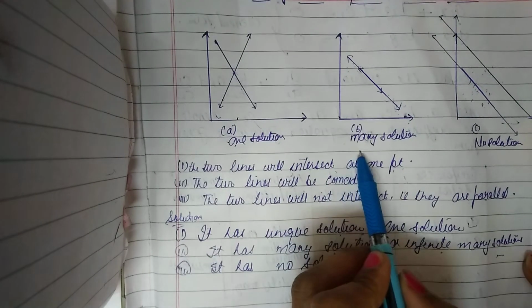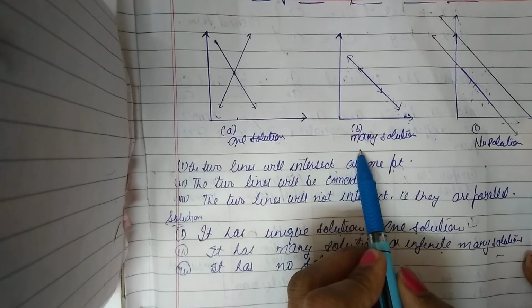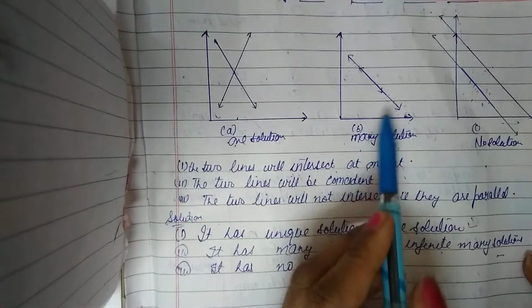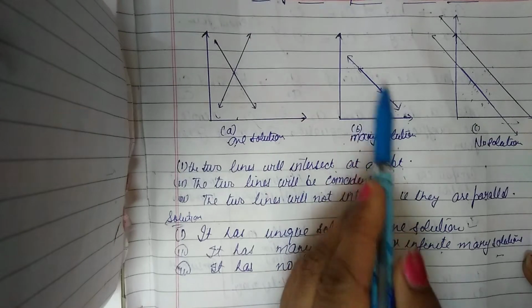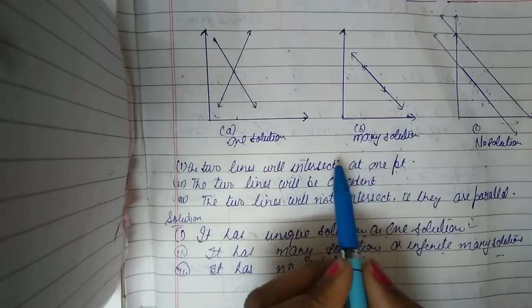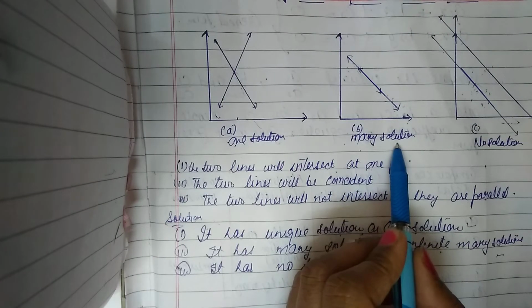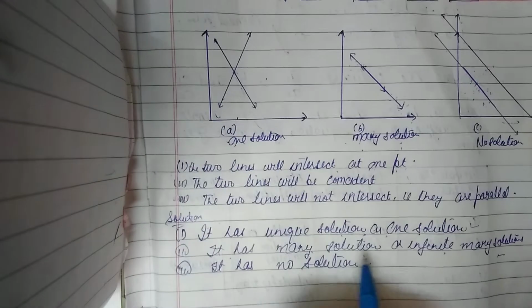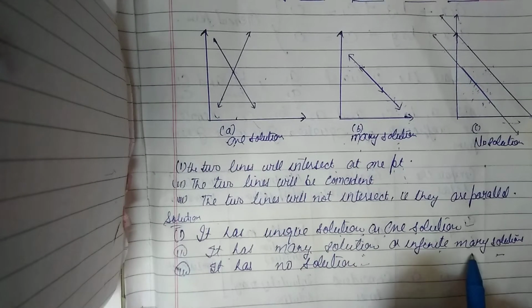If both lines coincide with each other, there are many common points between the two lines, so it is said to have many solutions. So it has many solutions or infinitely many solutions.